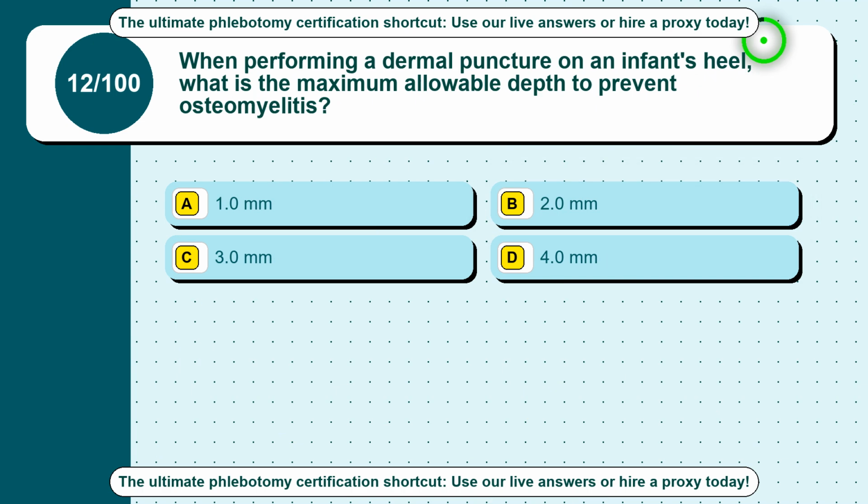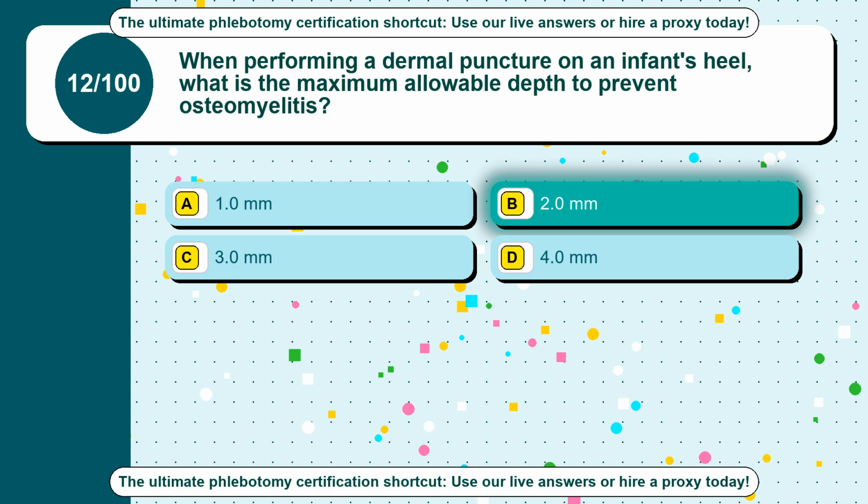Question 12. When performing a dermal puncture on an infant's heel, what is the maximum allowable depth to prevent osteomyelitis? Option A, 1.0 mm. Option B, 2.0 mm. Option C, 3.0 mm. Option D, 4.0 mm. The correct answer is option B, 2.0 mm.